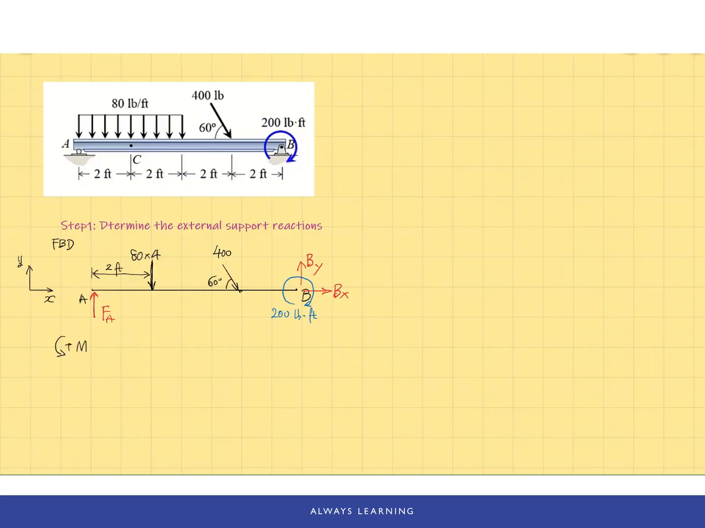I'm going to use the moment about B to find FA. And that's the equation. FA is solved to be 302 pound-force.